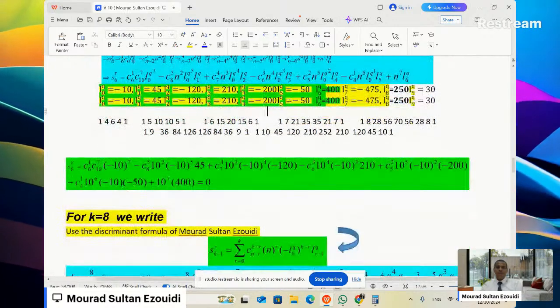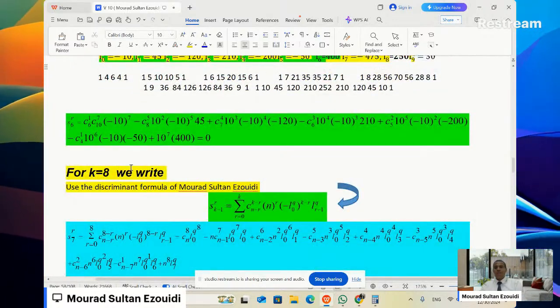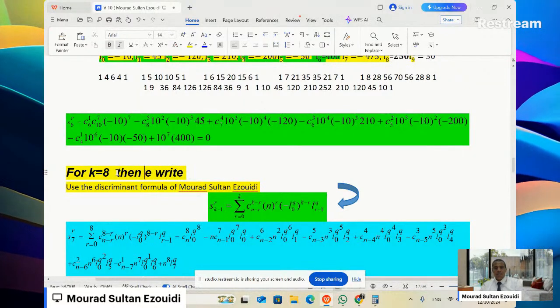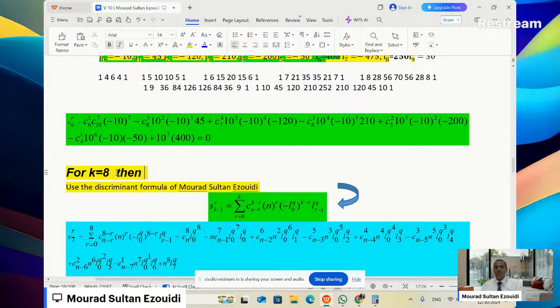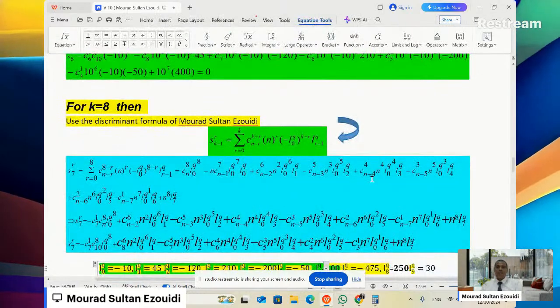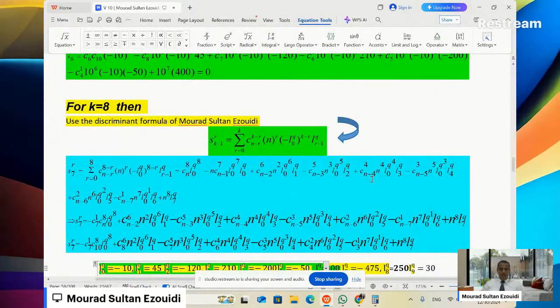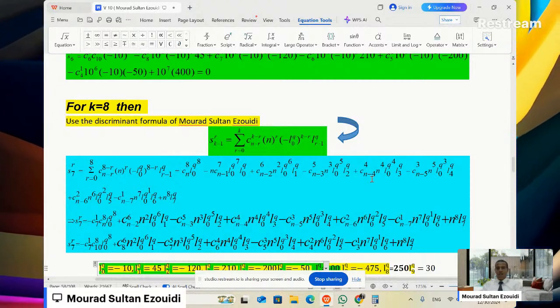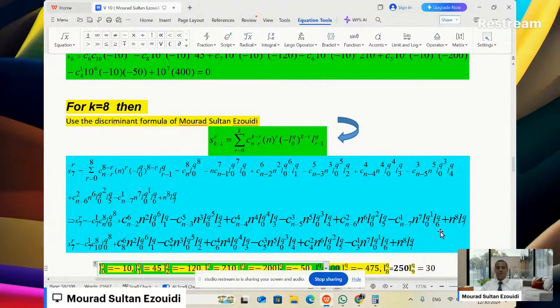Okay. Now we continue to find, let's say, a7. We put k equals 8 in the decimal formula, then we'll obtain the following. Okay, after writing our a7 for the r in its lowest term or in its simplest term.